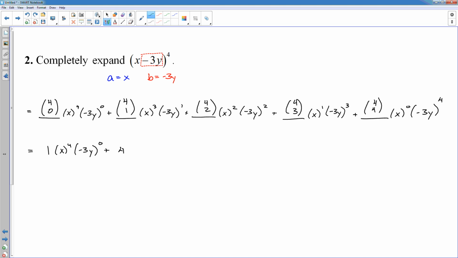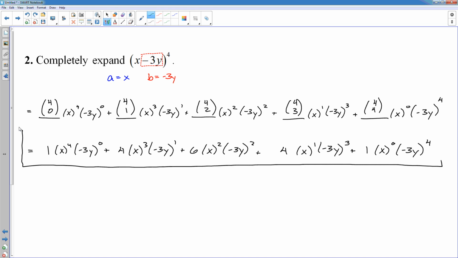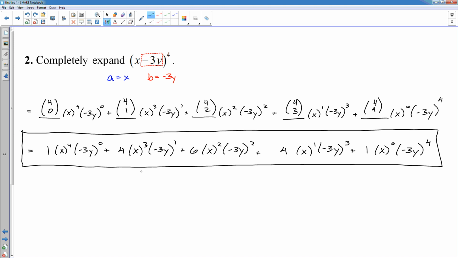4 choose 1 is 4, x cubed, negative 3y to the 1st, plus the next one is going to be 6 x squared, negative 3y squared, and we will continue computing each of those combinations all the way across. And there we are, and we're done. We can stop right there. If I want you to do the full expansion, I'm okay if you leave the terms unsimplified. You can stop right here.